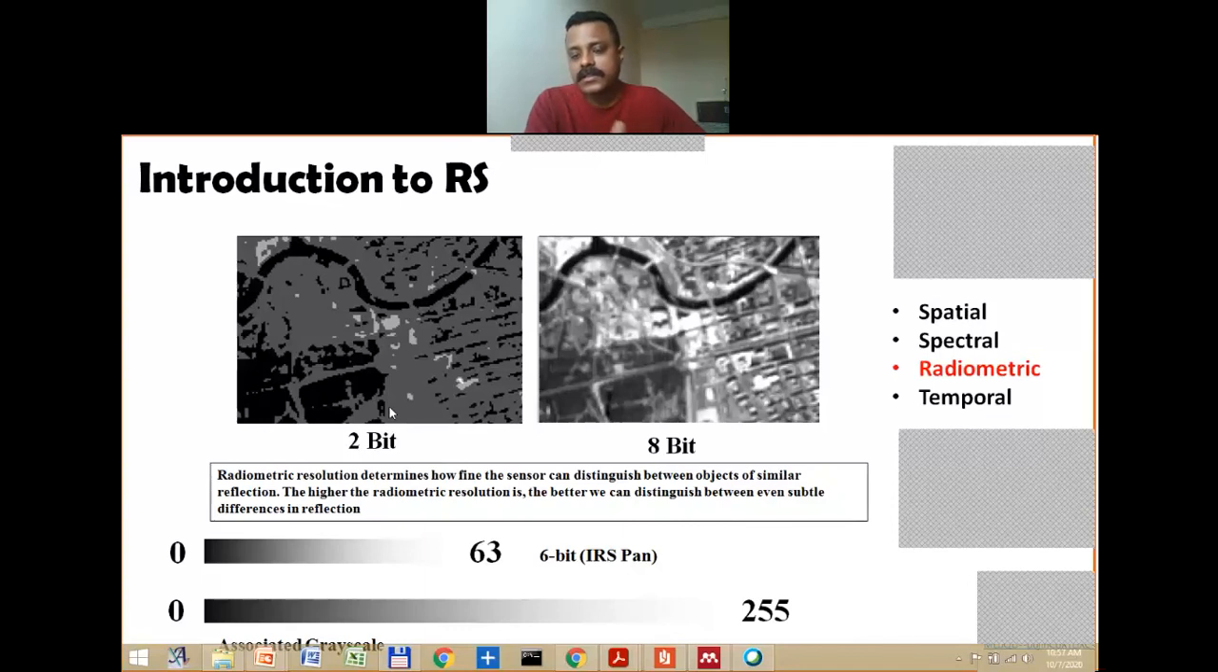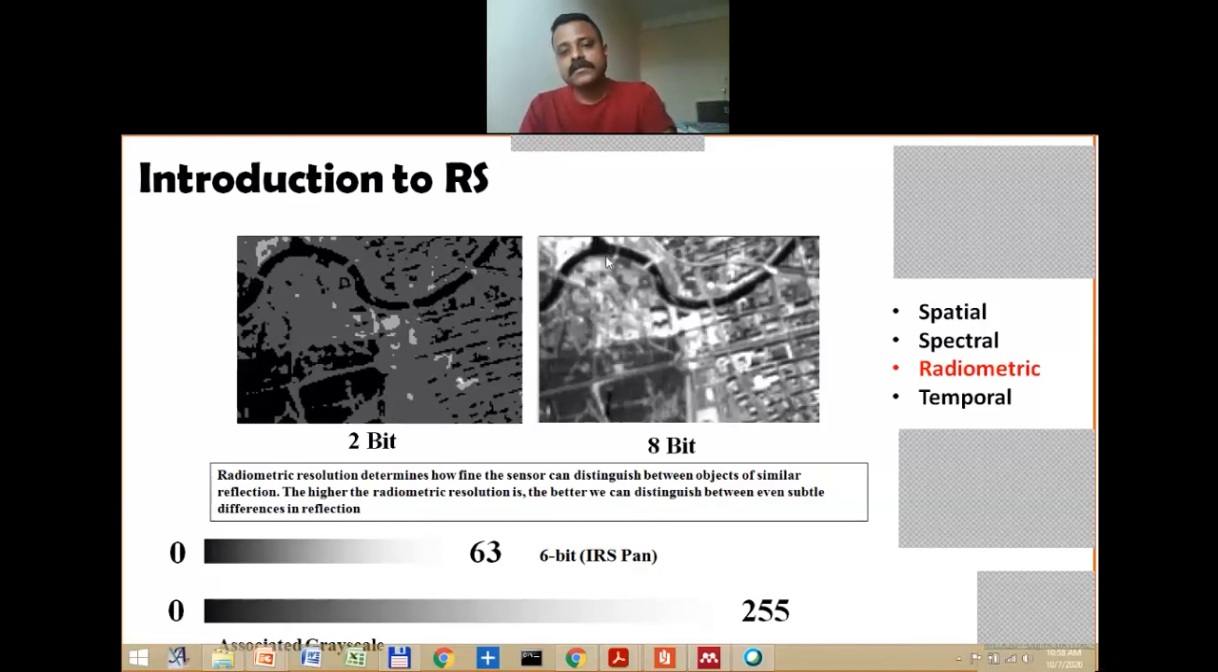I will not ask you anything particularly on this computer science, bit and byte, those things, but you just need to know what is radiometric resolution. Okay? So this is the fineness of the scale.